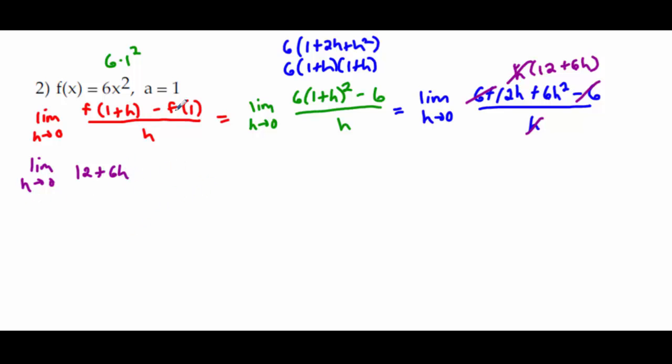Since there's not an h on the bottom of my fraction anymore, I can plug in h. h is 0, so 6 times 0 is 0, which means this is just 12.